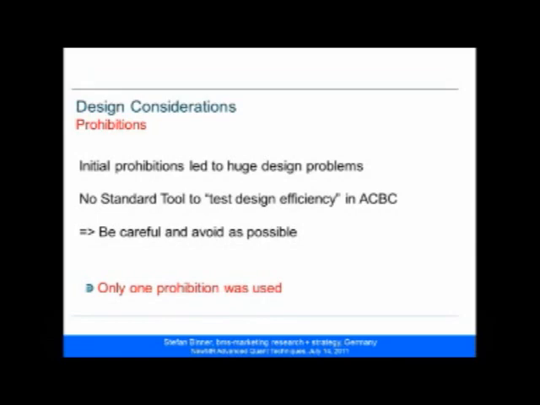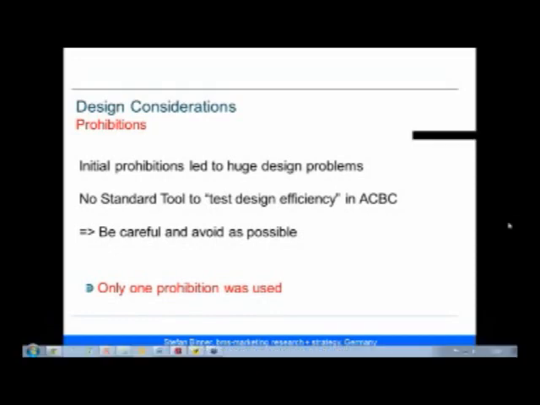So we put a couple of these prohibitions in, and we sent our design file to Sawtooth, and they reported that we had a lot of problems in the design. It was not orthogonal anymore, and there is no standard tool to test the design efficiency in ACBC. So what we learned is to be very careful and to avoid prohibitions as much as possible. In our case, we just used 1 prohibition, and we had a good working design file.